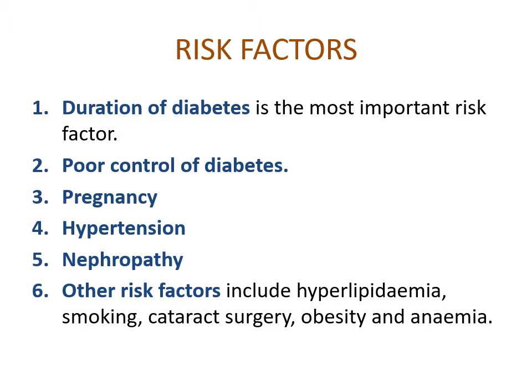Third is pregnancy because of hormonal fluctuations. The risk of progression is related to the severity of diabetic retinopathy in the first trimester. Then hypertension, which is very common in patients with type 2 diabetes and should be rigorously controlled. Tight control appears to be particularly beneficial in type 2 diabetes. Then nephropathy, if it is severe, is associated with worsening of diabetic retinopathy. Then other risk factors which include hyperlipidemia, smoking, cataract surgery, obesity and anemia.